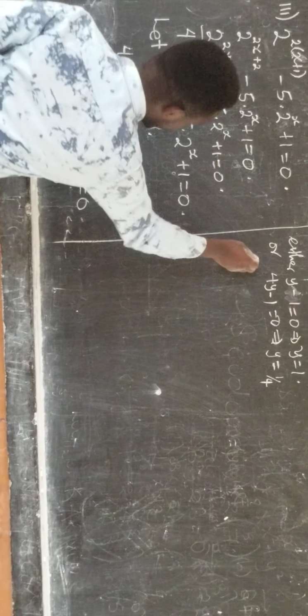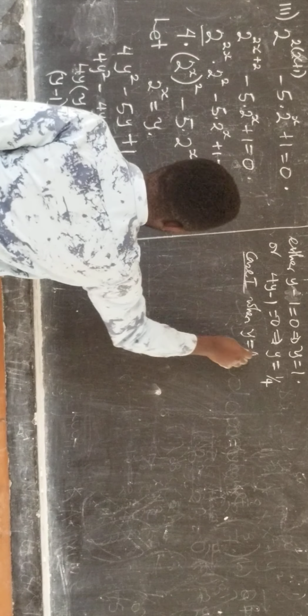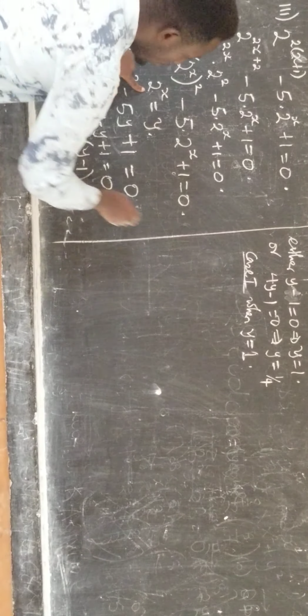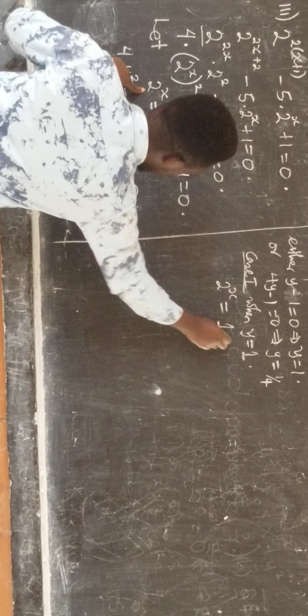Is that okay? But the question does not want y. I am the one who invented y. What's the value of y? According to my statement, 2 power x is y. So case 1, when y is equal to 1, what will be the value of x? So I'll have 2 power x is equal to 1.